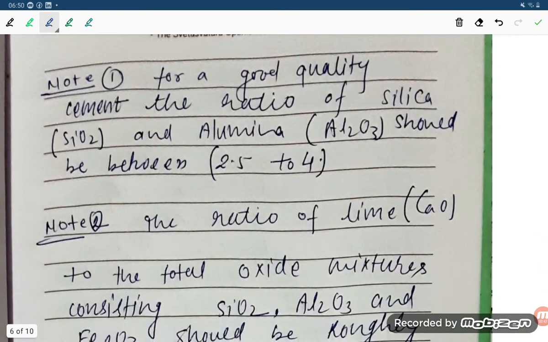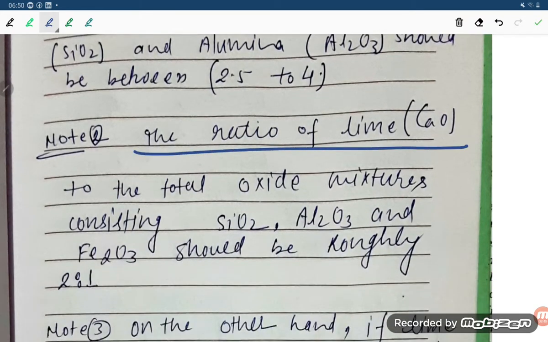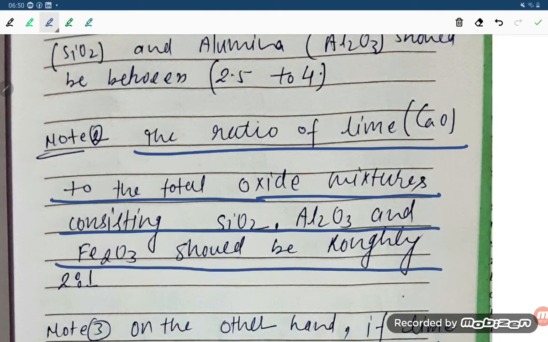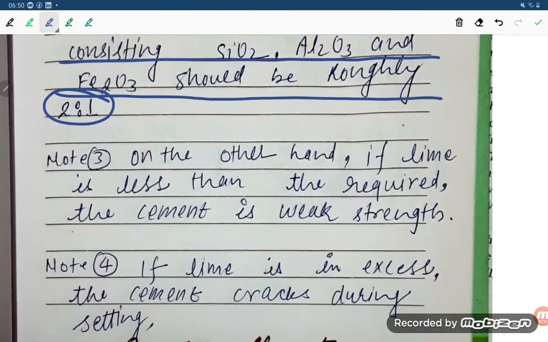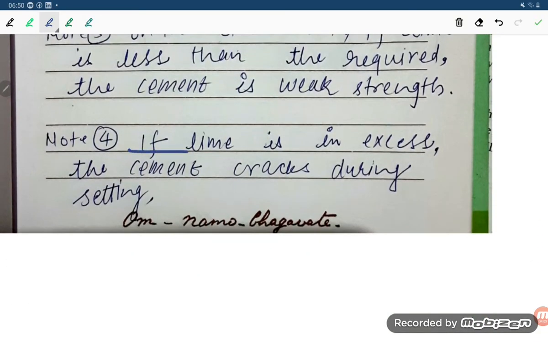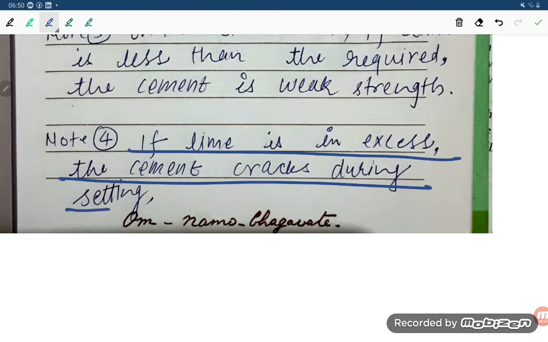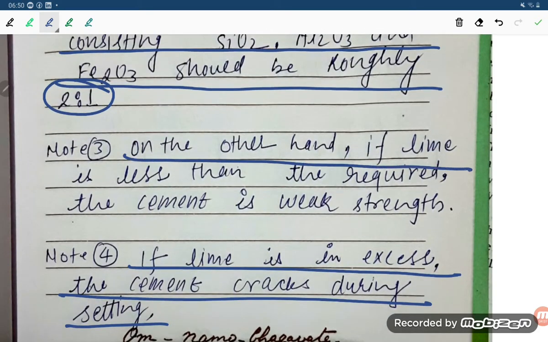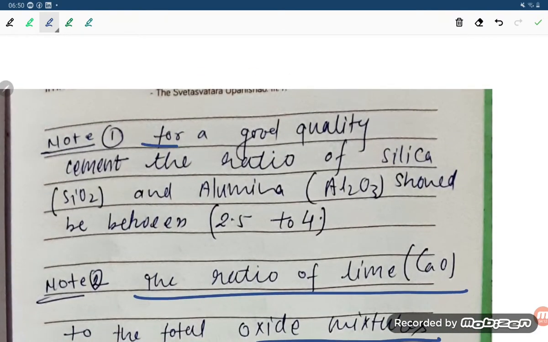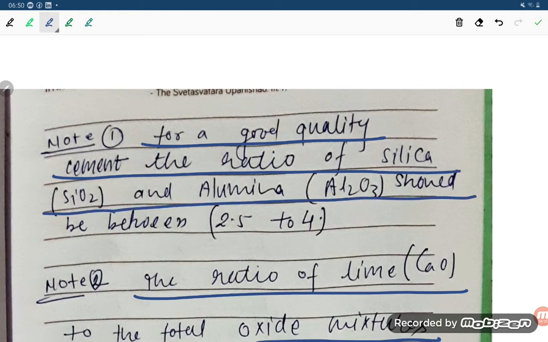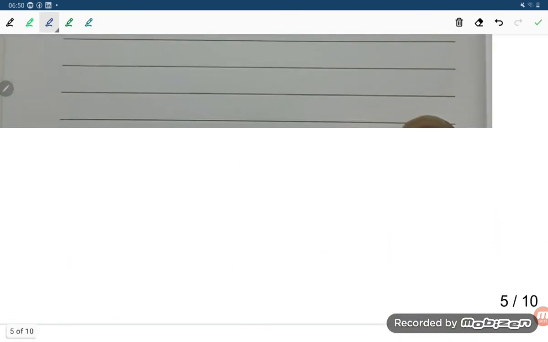In cement, the ratio of lime to the total oxide mixture consisting of SiO2, Al2O3, Fe2O3 should be roughly 2:1. If lime is in excess, the cement cracks during setting, and on the other hand, if the lime is less than required, the cement has weak strength. For a good quality cement, the ratio of silica SiO2 to alumina Al2O3 should be 2.5 to 4.